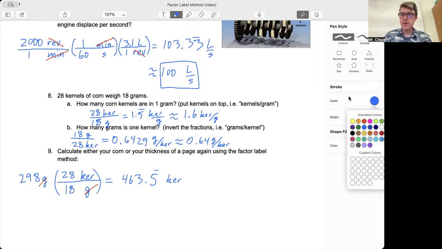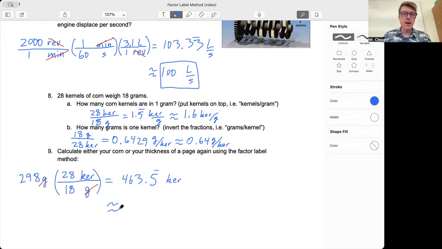Okay. So now my little zoom thing is getting in the way. I want to round this because I had 3 sig figs here. In reality, I might have had more, but this is the number I got, so we'll round it. So it would be 464 kernels. All right. And I think rounding to the whole number of kernels is probably a smart idea because we're trying to find out how many there are.